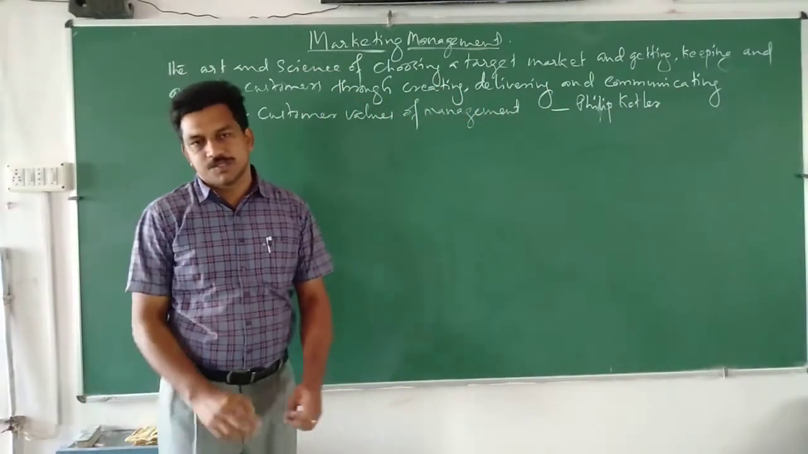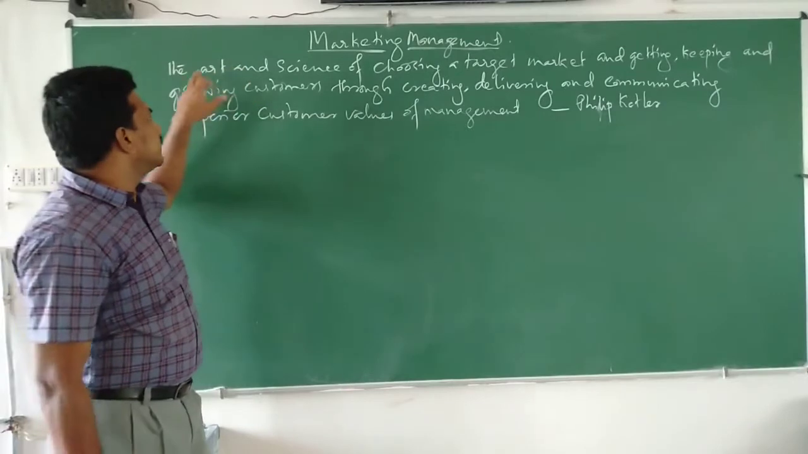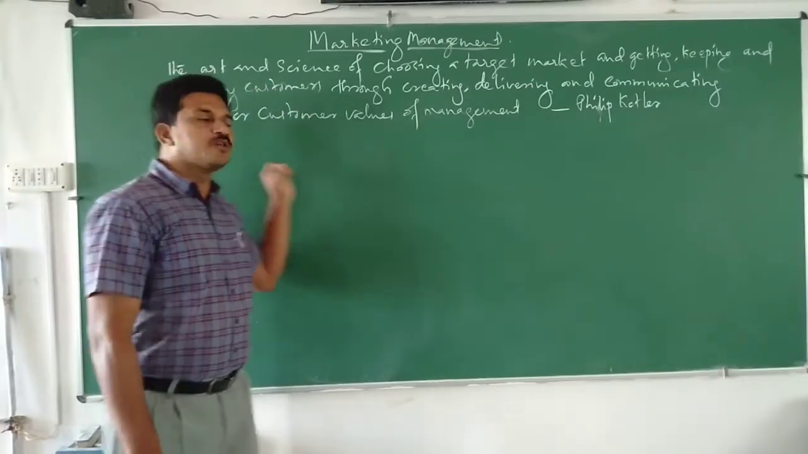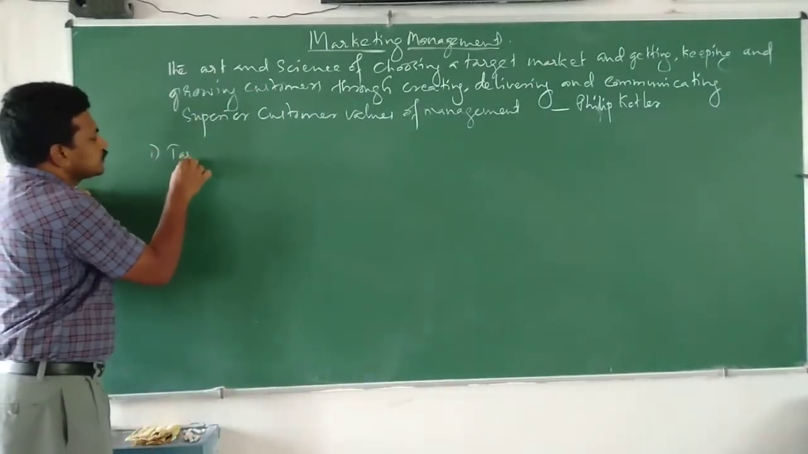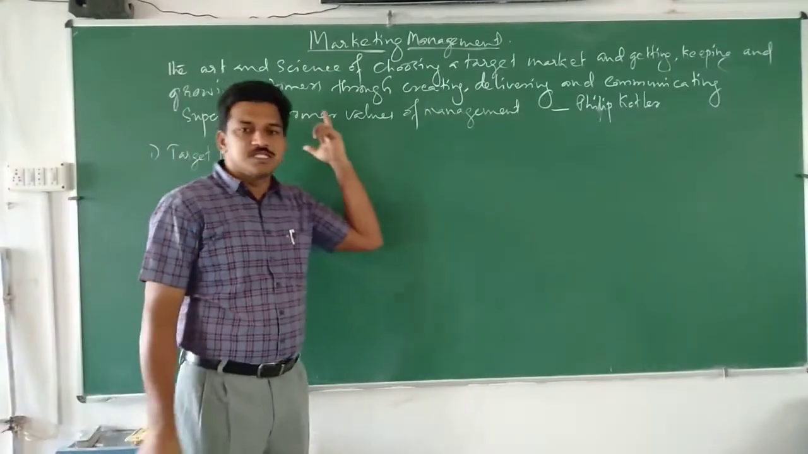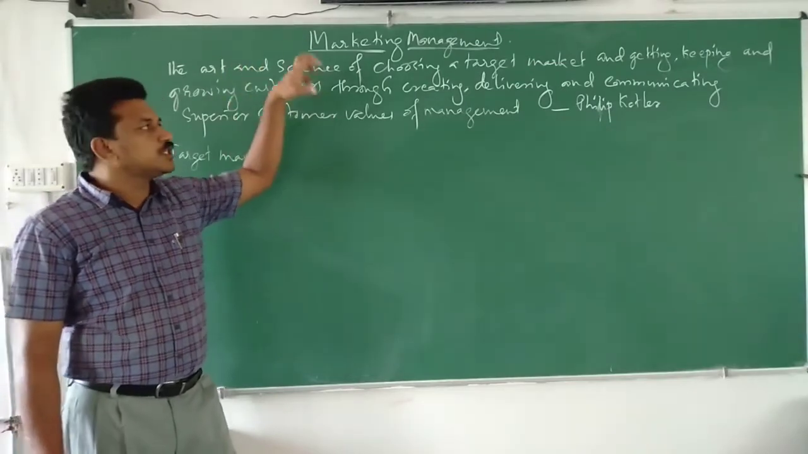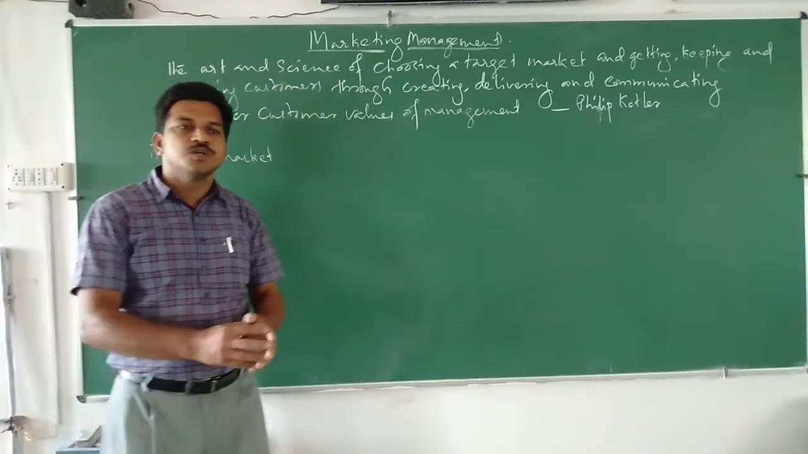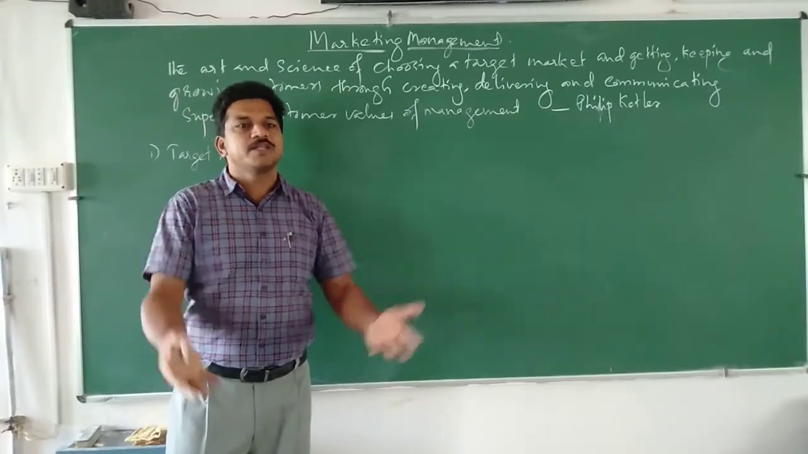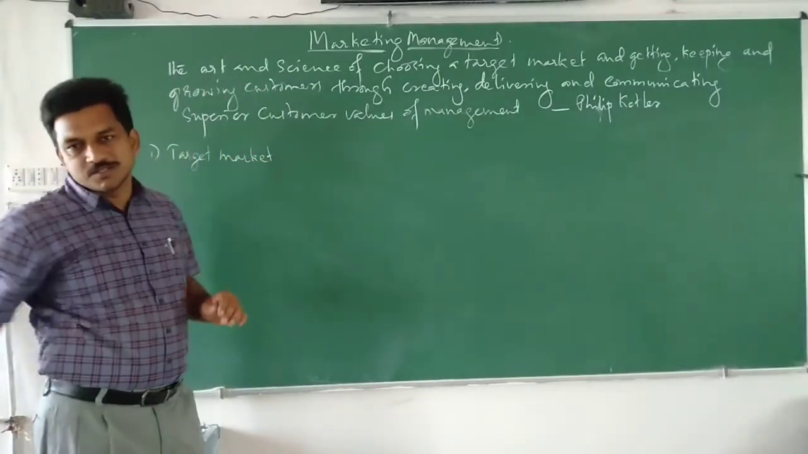A famous marketing expert. So let us explain the definition given by him. Marketing management is the art and science of choosing a target market. So the first important thing is a target market. That means we have to select. It's the art and science of selecting a target market. Target market means the persons to whom we have to sell the goods, and where we can sell the goods, and when it can be sold, and how it can be sold. So all these things are the target market.